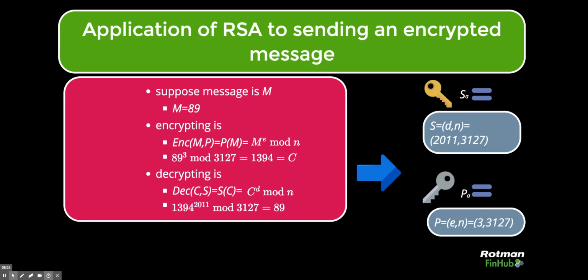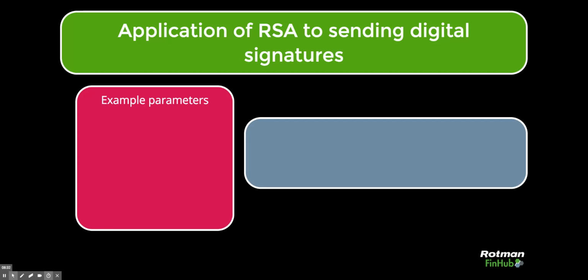You can do it for yourself, pick any other message as a numerical number and perform these operations, and you will get the same outcome. Now, the next application I want to show you, and this is the one that we're actually aiming for, is the application of the RSA algorithm to digital signatures.